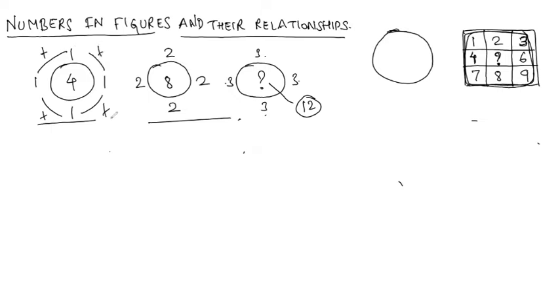Okay, 1 plus 1 plus 1 plus 1 is 4, so you're writing 4 inside the circle. Same thing here, 2 plus 2 plus 2 plus 2, 8. So the relation is: add all the numbers outside the circle, and you write the same number inside. Okay, so it is like this.